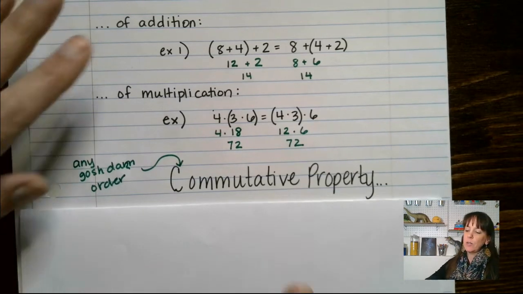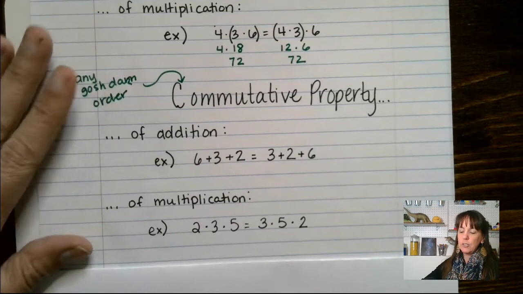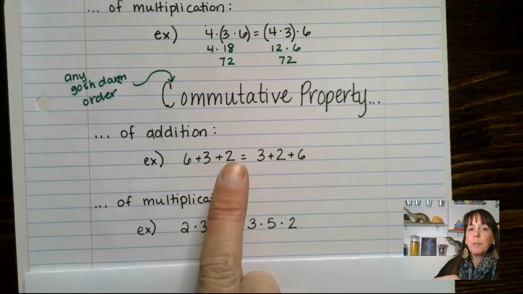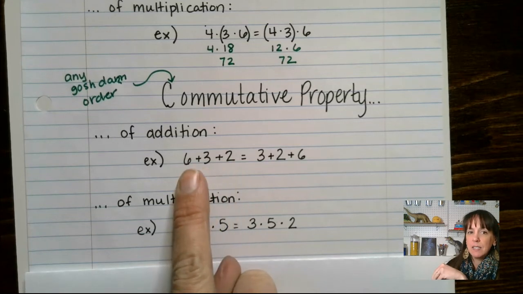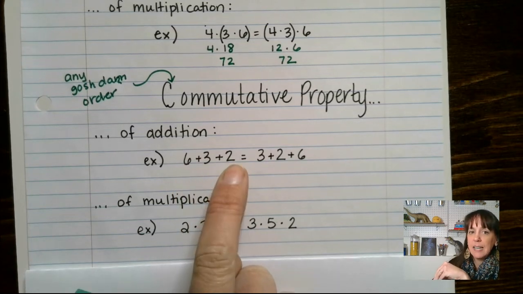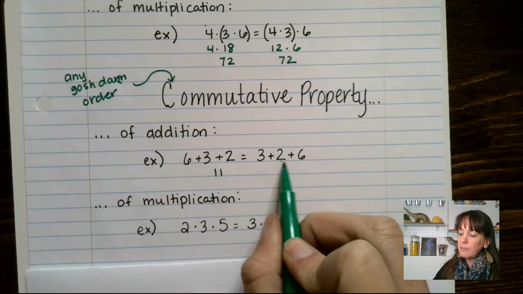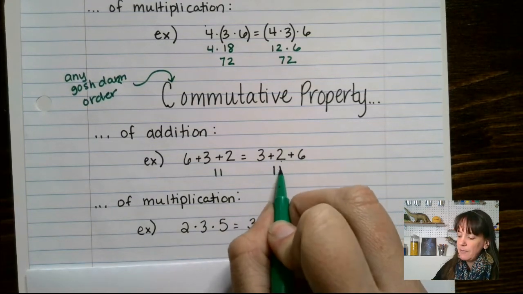Same thing on this one. When we talk about addition, we are allowed to add in any order. 6 plus 3 plus 2 is going to give us 11. 6 plus 3 gives us 9, 10, 11. 3 plus 2 gives us 5. 5 plus 6 will give us 11.